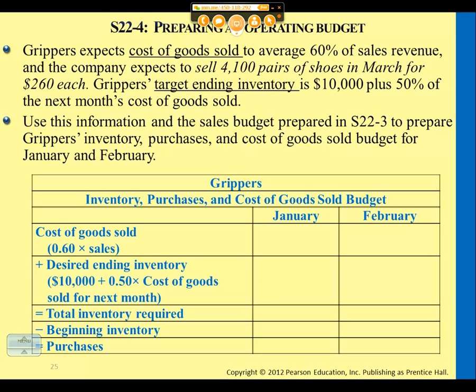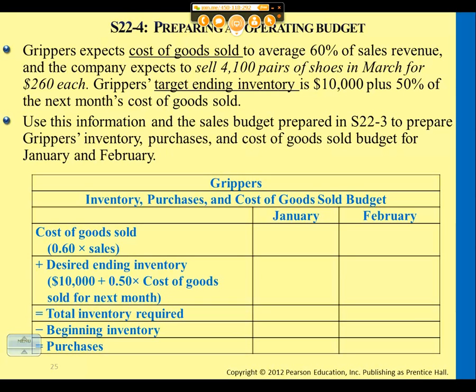You have to add the target and the inventory to get it. You have to add the 10,000 plus 50% to the cost of goods sold to get the answer. Because 4,100 times 260 times 60% of that is 639,600. I don't know, but it's not the right number. Wait, so you take your number and you minus the 10,000? I'm sorry. Where are you plugging?